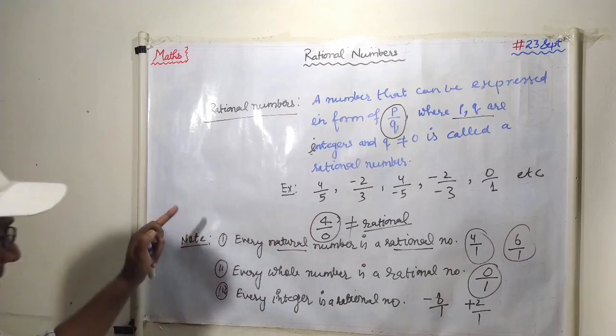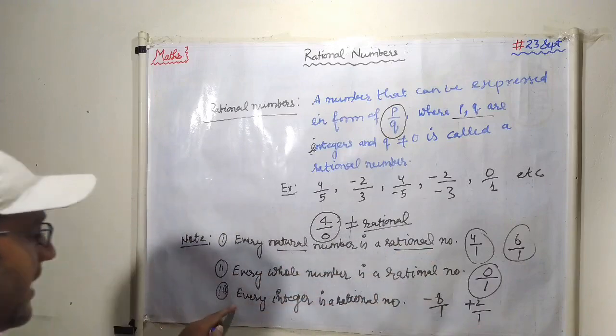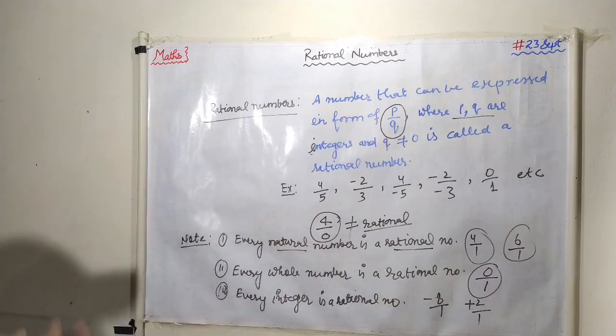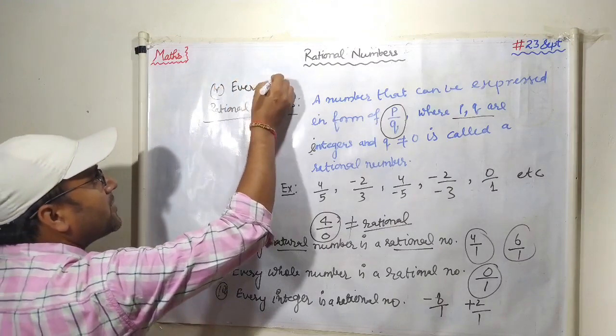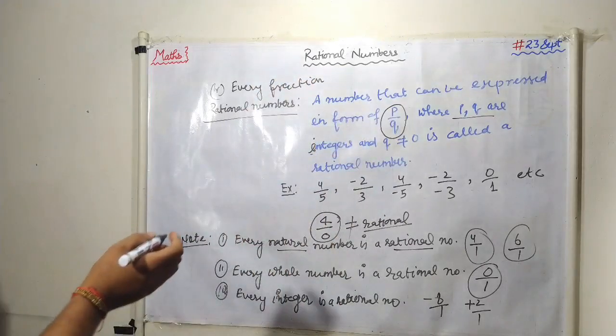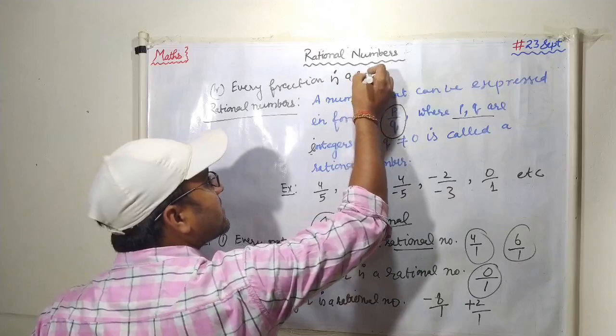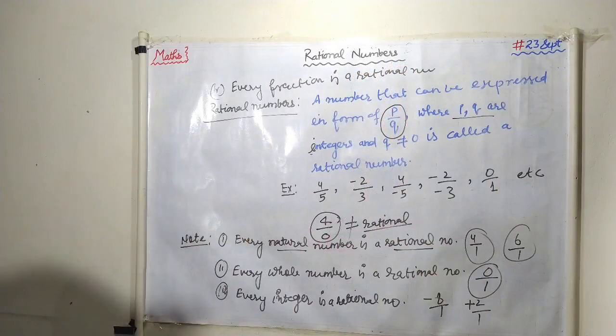Okay. So you remember this point: every natural number is a rational number, every whole number is a rational number, every integer is a rational number, and every fraction is also a rational number. The fourth point is every fraction is a rational number, students. Any fraction you take is also a rational number.